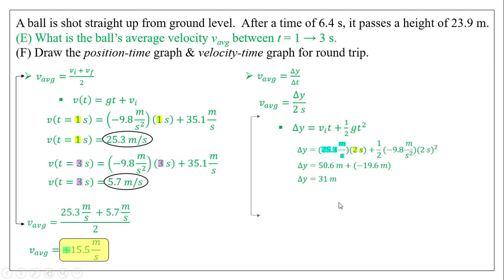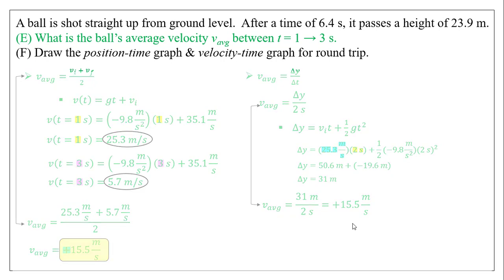Hopefully by now your brain is on: delta y is 31. 31 divided by 2 is 15.5. So I'll just carry my work down here. Wherever delta y is, I'm going to plug in 31 meters because I just found it to be 31 meters. The 2 seconds is because the interval is from 1 to 3. And if you do that correctly, you notice 31 divided by 2 gives you the same 15.5 meters per second.